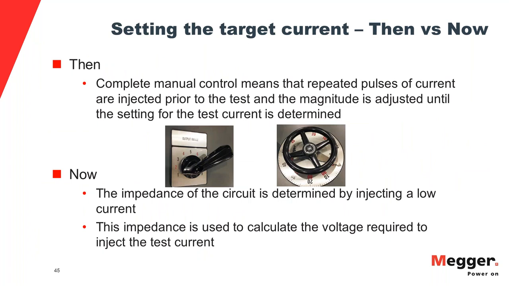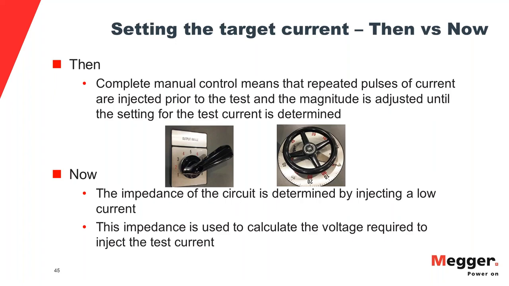Setting the target current. In the test sets from the olden days, the current control is completely manual. So you have a variac, you could have a coarse switch for coarse adjustment, and the variac does the fine adjustment. If you have to do the test at a particular current to find out at what setting the test needs to be done, you need to inject repeated current pulses until you get the pulse having the magnitude at which you have to do the actual test. And then you can start the actual test by injecting that test current in continuous mode.